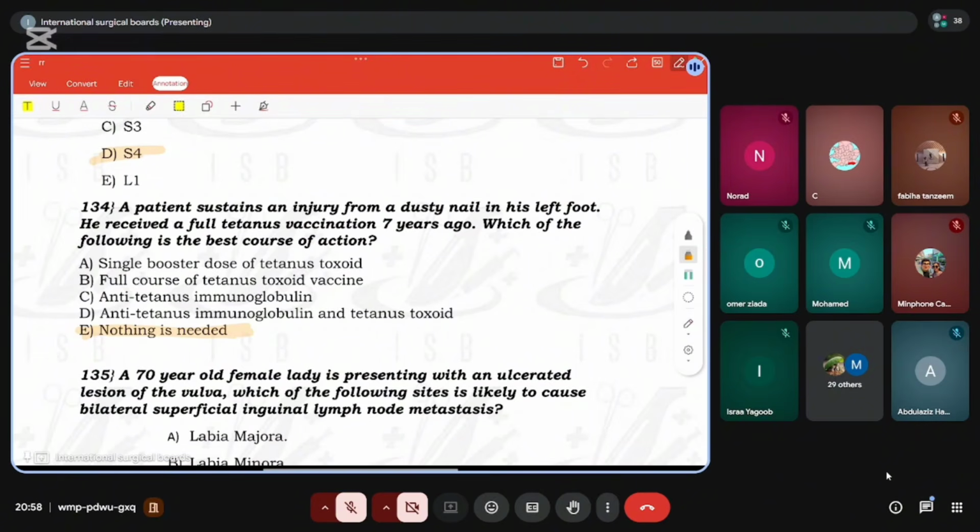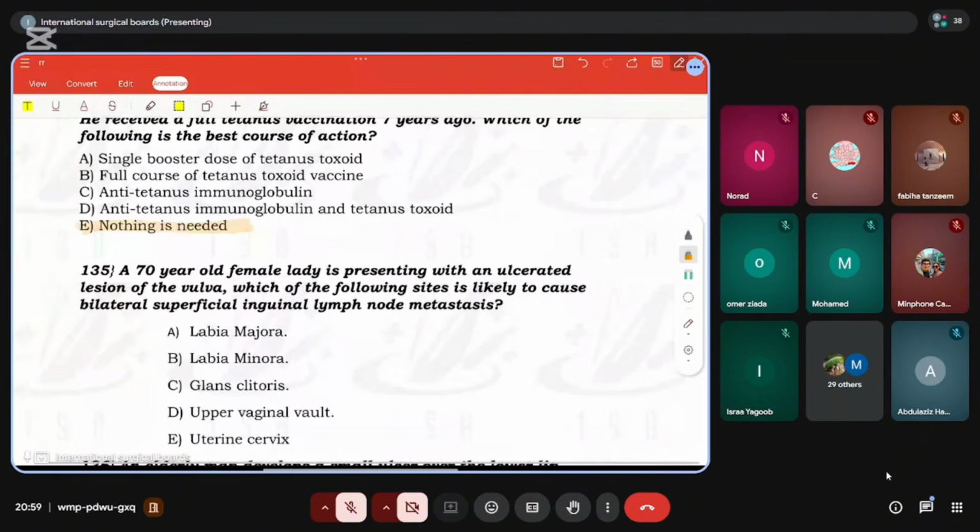This question, you can see it in the website if you want to revise the guideline in detail about tetanus immunization. But know that if someone had a full course within 10 years, nothing will be needed. In some other cases, you will need a single dose of tetanus toxoid. In some other cases, you need tetanus immunoglobulin and toxoid. But it's very unfun to talk about. You can find the guideline in the website, so don't worry. Let's see the next one.